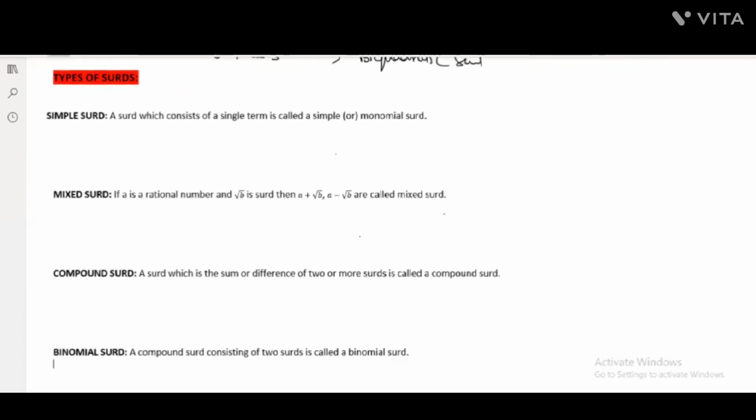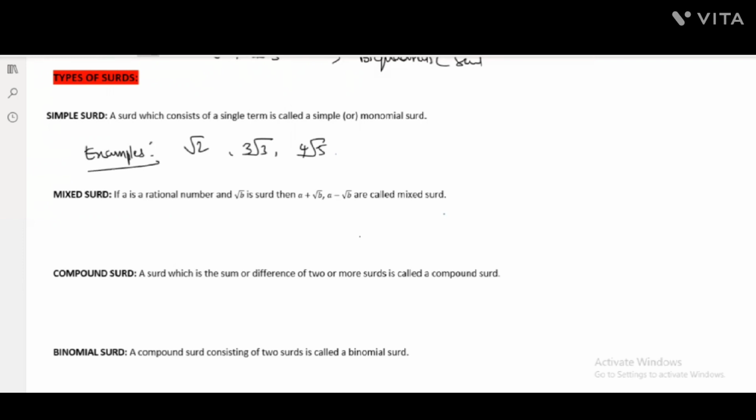Now we come to the types of surds. Here we have simple surds, mixed surds, compound surds, and binomial surds. What is meant by a simple surd? Root 2 is a simple surd. Cube root of 3 is a simple surd. Fourth root of 5 is a simple surd. A surd which consists of a single term is called a simple or monomial surd. These are the examples.